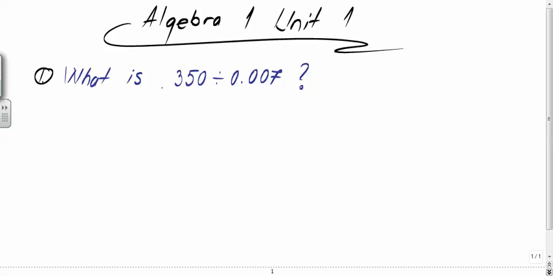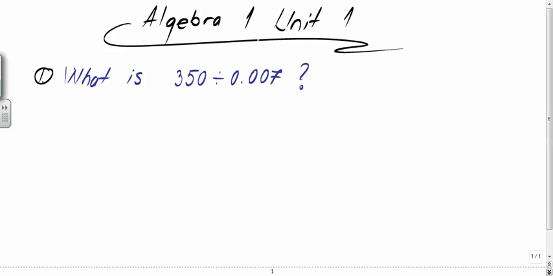And one of the questions will be asking you to divide by decimals. And we have an example here, 350 divided by 0.007. How can you solve a problem like this? You're going to think about it, you're going to recall it, you're going to remember how your teacher told you to solve a similar problem, how you did it in the previous years, right?